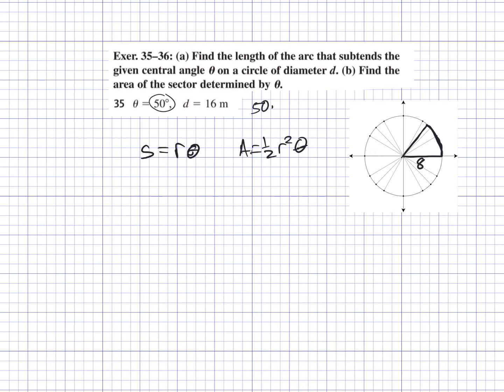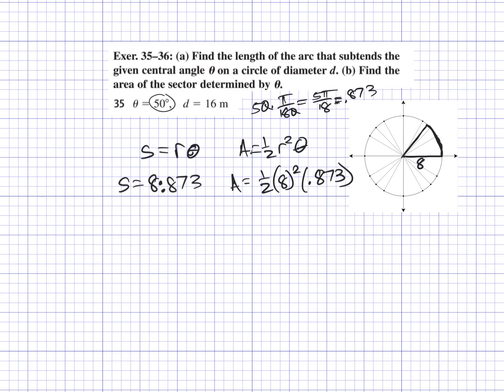Convert to radians, so radians are on top. Divide by 10, so that's 5 pi over 18. So use your calculator to figure out what that is. And that's 0.873. Okay, so that's your radian, 0.873. So let's do the arc length, which is the radius, 8, times 0.873. Let's set up the area: 1/2, the radius would be 8 squared, and again, times 0.873. Make sure you always use the radian measurement.